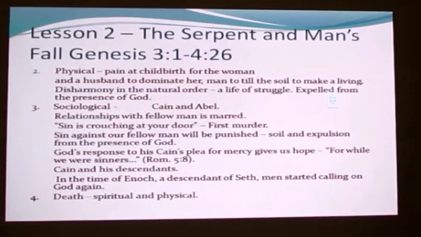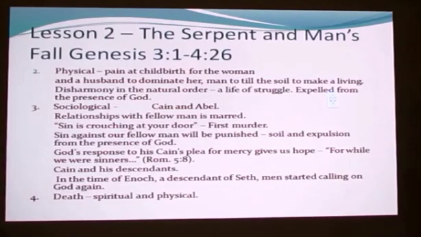That's the sociological aspect. Cain kills Abel. So relationships, besides the fact that relationships are marred with God, are now marred with man, your fellow man. Because remember, God didn't give you dominion over man. He gave you dominion over the animals, over the fish, over the birds. But he never gave you dominion over the wife, because flesh of my flesh, bone of my bone, flesh of my flesh.